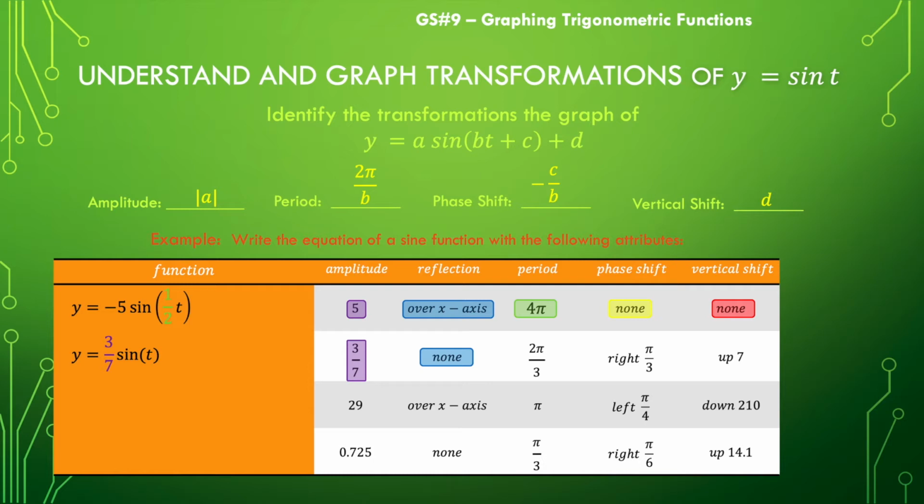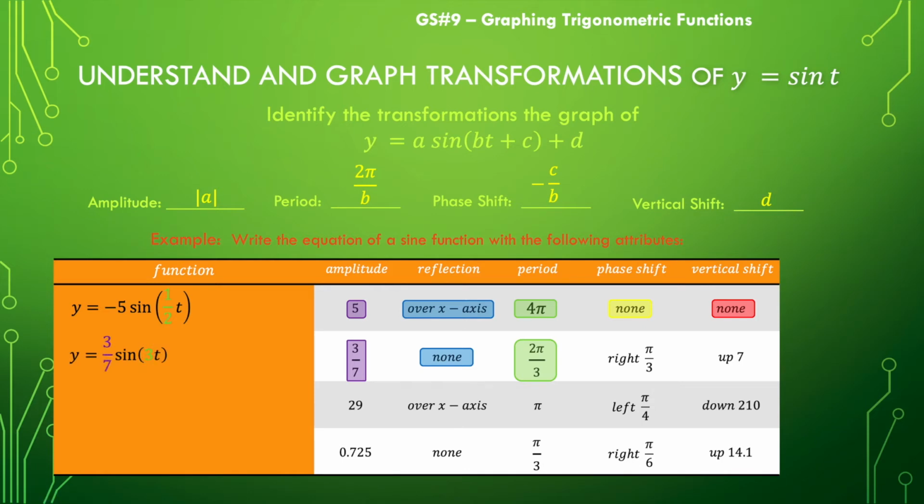Now, we know the period to be 2 pi over 3. So that means I need to find out what b is. 2 pi over b is equal to 2 pi over 3. Well, that is easy because that means b must be 3. So our b value, which is the coefficient to t here, will be 3.